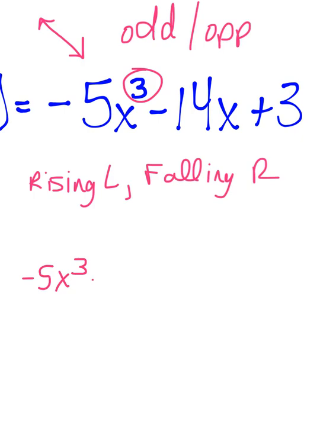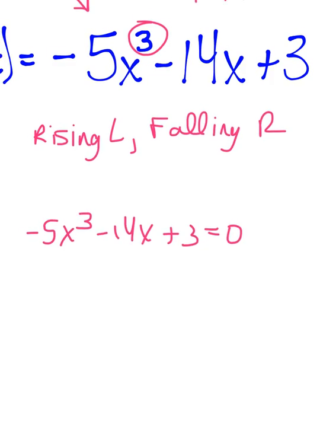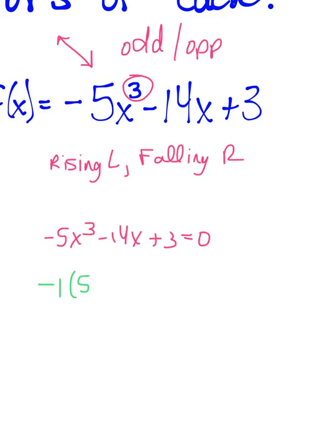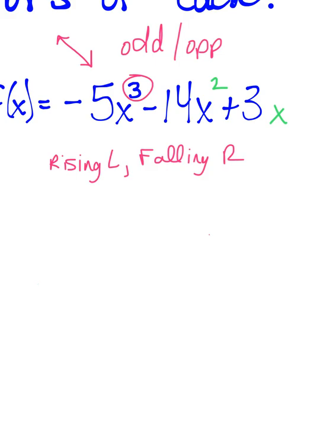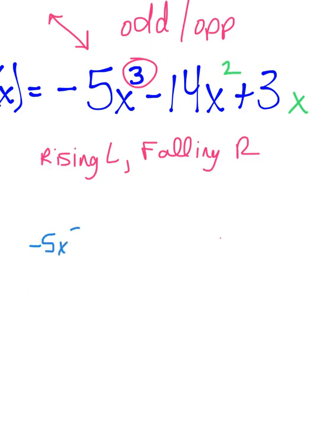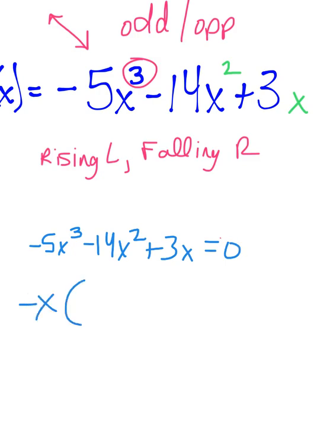Negative 5x cubed minus 14x plus 3 equals 0. Take out that negative first. If I take out that negative, I have negative 1. It becomes, was there an x? Make this squared and put an x there. You guys see what I did? So it'll work prettier. Negative 5x cubed minus 14x squared plus 3x equals 0. So take out a negative x. You're left with 5x squared plus 14x minus 3 equals 0.